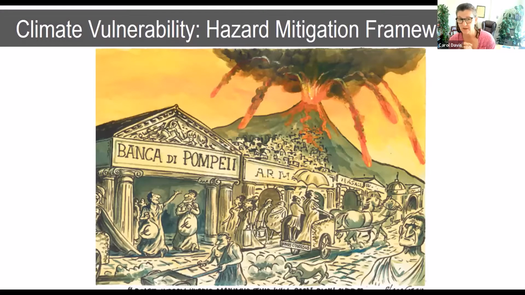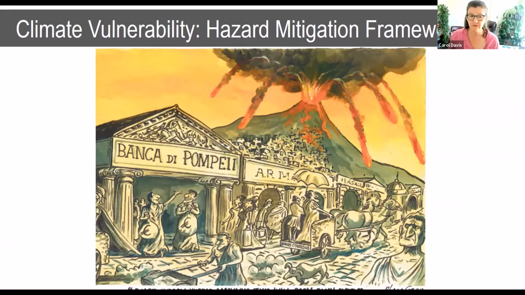Christy Straight, who is on the call here today, is our region's hazard mitigation planner. And the work of assessing climate vulnerability draws upon that framework, where you are working to assess hazards, vulnerabilities, and risk. And I use this example of Pompeii because I think it's a quick shorthand for folks who don't live in that world of hazard mitigation planning to understand it.